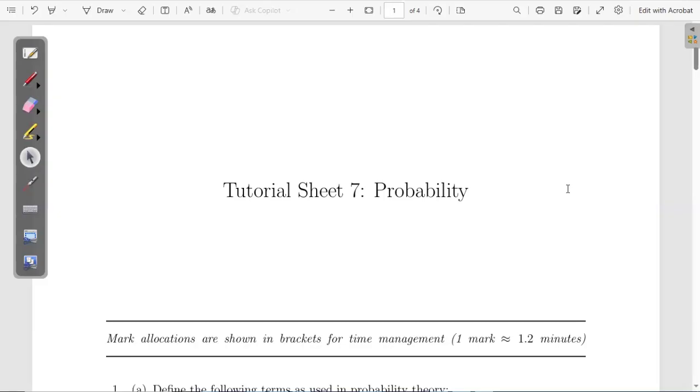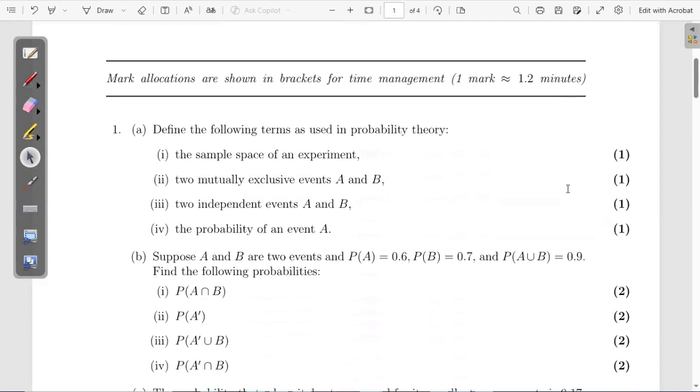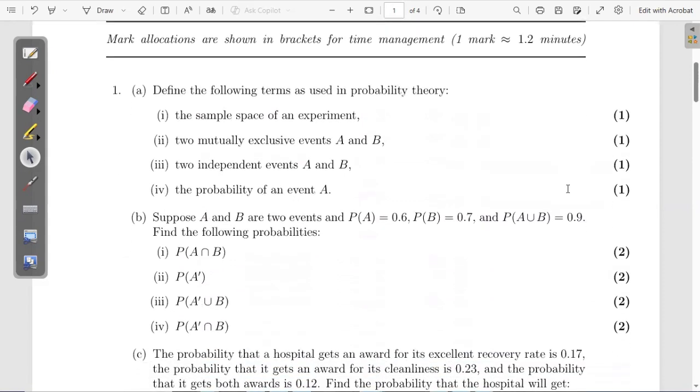Okay, so welcome back, and today we'll be looking at probability. With me, I have a tutorial sheet full of questions on probability, and we are going to understand all the concepts under probability. We're going to move from the basic probability concepts, like defining terms like the sample space, mutually exclusive events, independent events, and then from there, we'll talk about the probability rules, like the addition rule, multiplication rule, conditional probabilities, things like that.